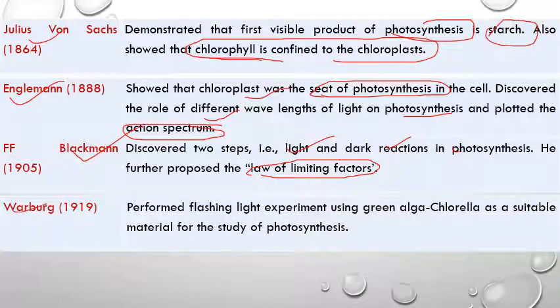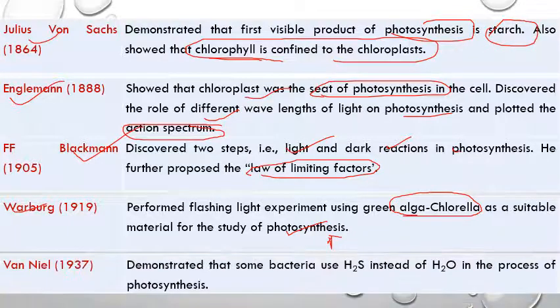And there was a scientist named Warburg. He performed the flashing light experiment using a green single-celled non-motile alga, that is Chlorella, as a suitable material for the study of photosynthesis, and he found that excess oxygen is inhibitory for the process of photosynthesis. It means excess oxygen stops or inhibits photosynthesis. Then next was Van Niel. He demonstrated that bacteria use hydrogen sulfide in place of water for the process of photosynthesis, which we have discussed in the first slide.